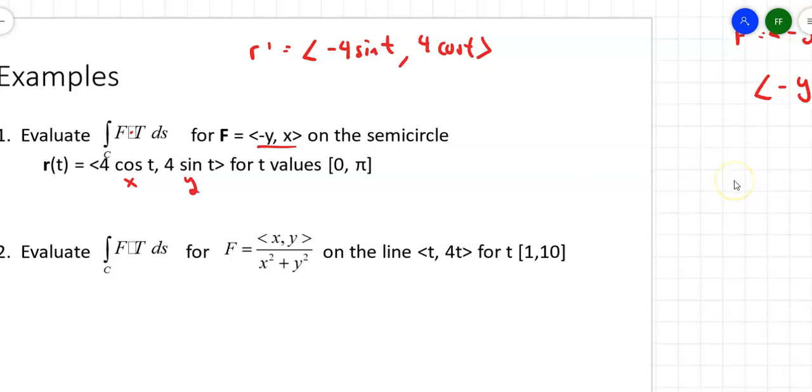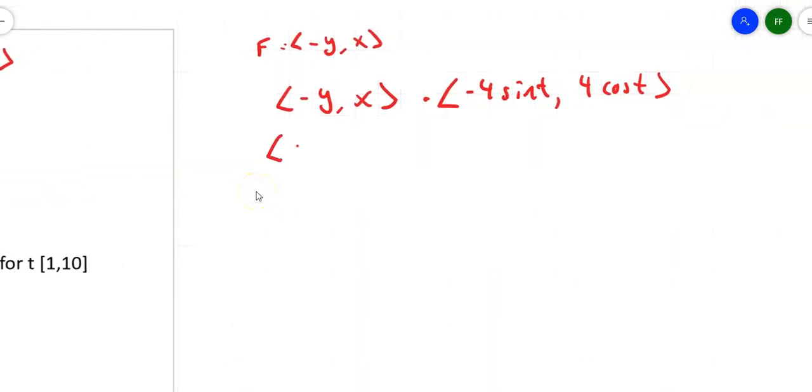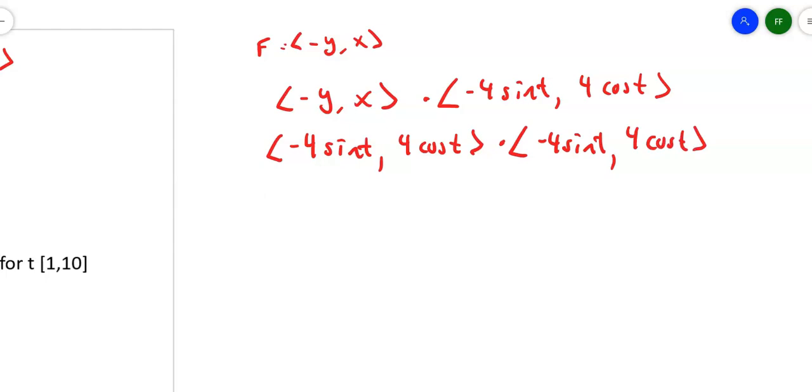So let's replace the y in here with a 4 sine t. So I get negative 4 sine t, and I can replace the x with a 4 cosine t. Dot what I originally had, negative 4 sine t, 4 cosine t. So when I set this up, that's my f, that's my dr, and now I need the dot product. So the dot product will give me positive 16 sine squared t plus 16 cosine squared t, and then I'm going to integrate this from 0 to pi.